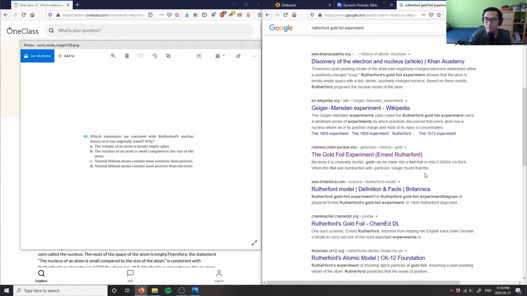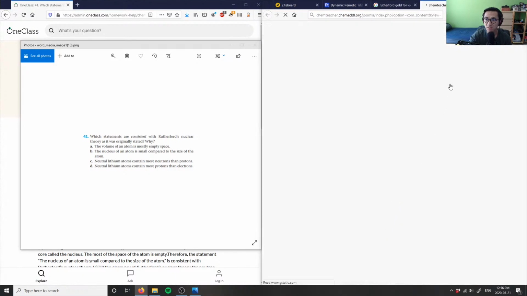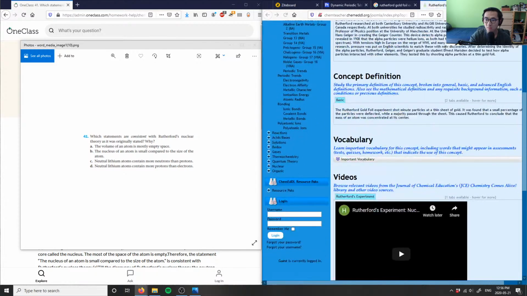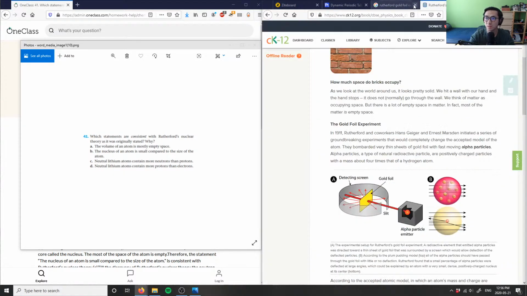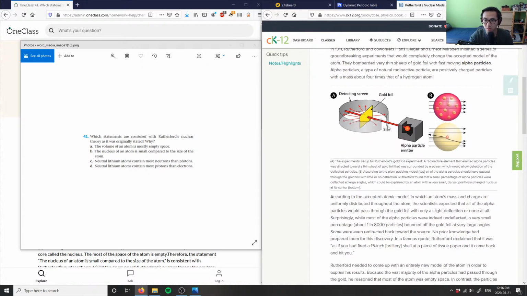No, that's not a very good diagram. This one? Nope. Let me see this one here. So I kind of like this one. This one's actually pretty clear. So it says here, I have some type of screen, and I have an alpha particle emitter, which is going to shoot out alpha particles onto this gold foil. And we have screens that are surrounding this gold foil.